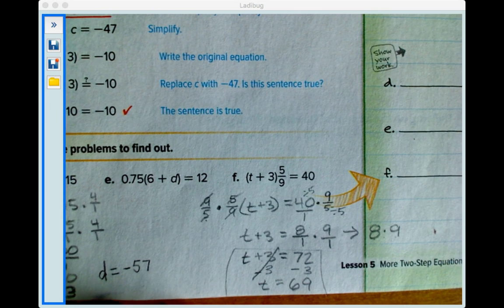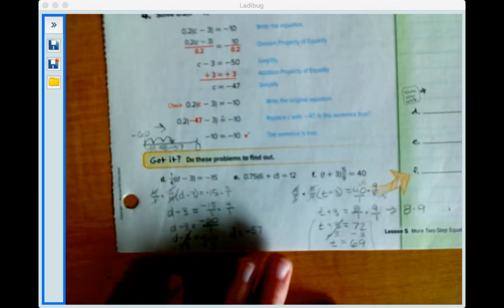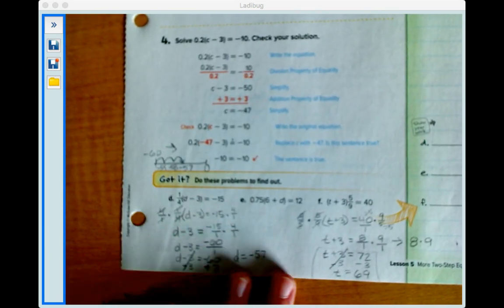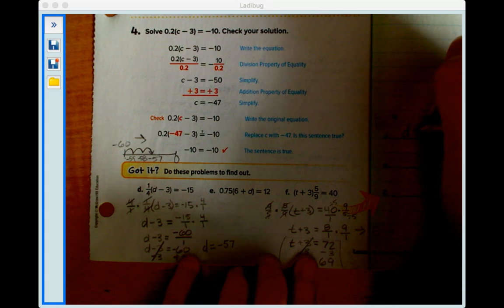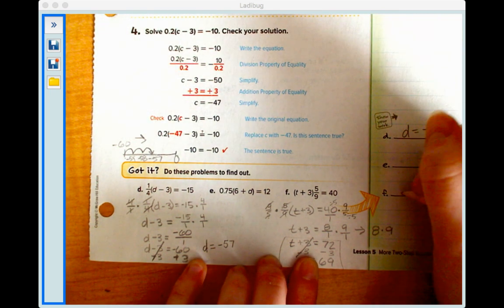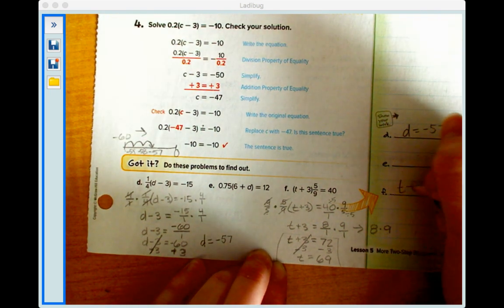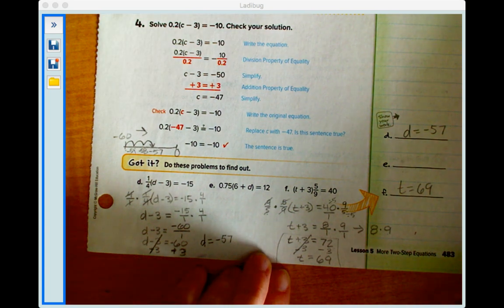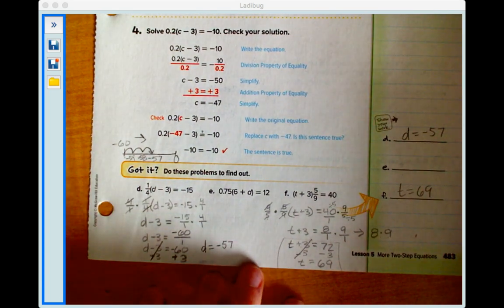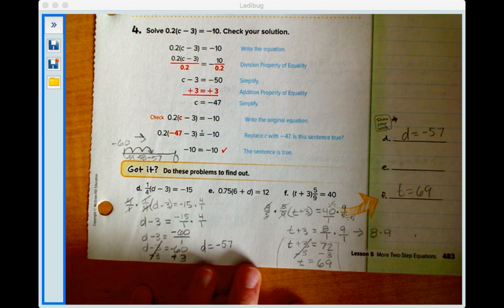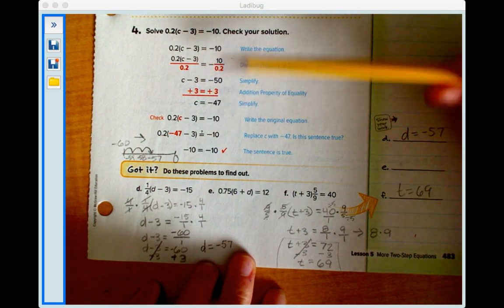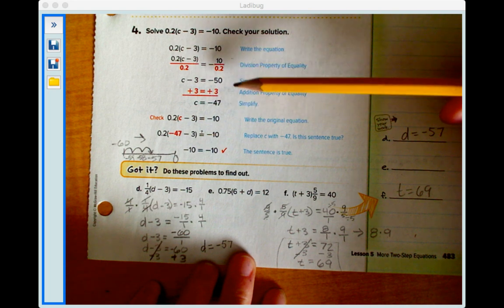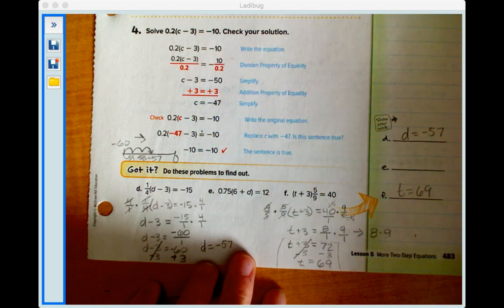So let's look at letter E with example 4. I'm going to back up here. I'm going to write our answers. D equals negative 57 and T equals 69. All right, so letter E, you notice we're using decimals. Same with number 4 up top. So we're going to look at this one first so that we can solve letter E.